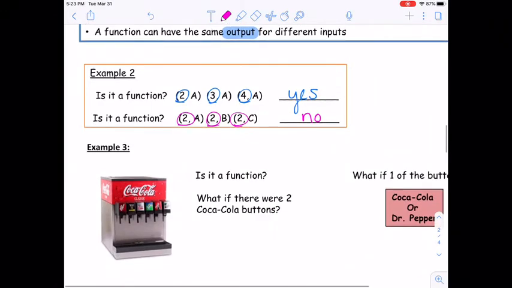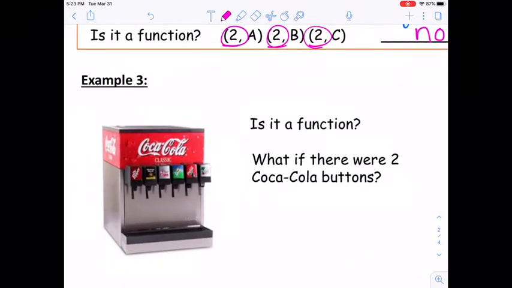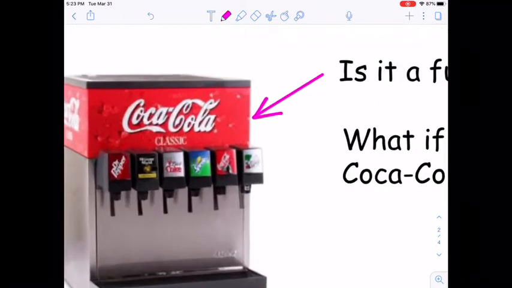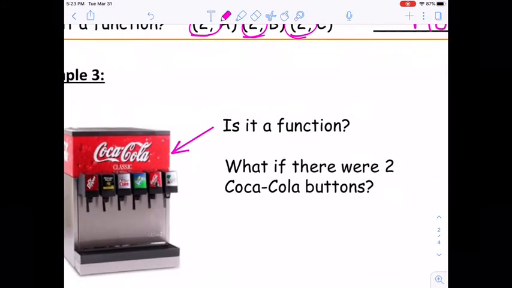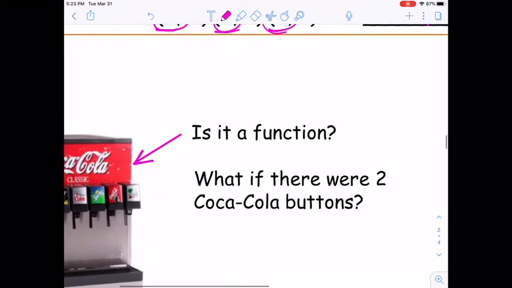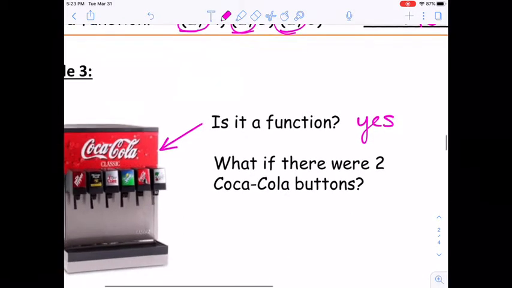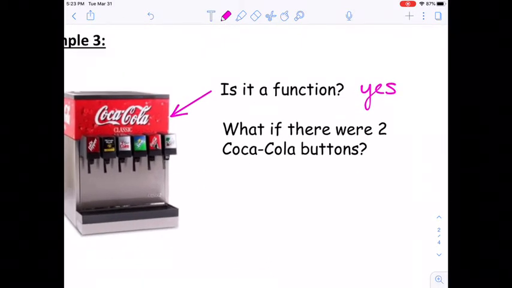Another way to think about it is a pop machine. If you look at this pop machine, is it a function? If I push a button, do I know what's coming out each time? Yes. Each different selection gives me a different pop, and I know what I'm going to get when I push the button. If I push the Coke button, I'm going to get Coke.